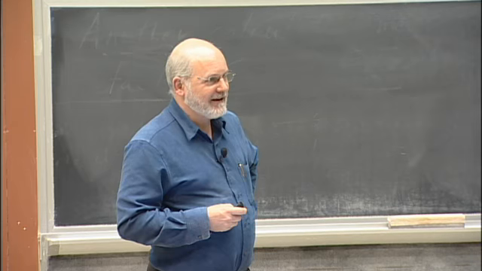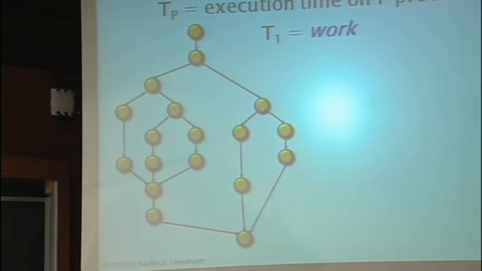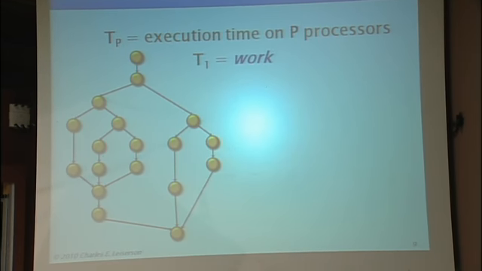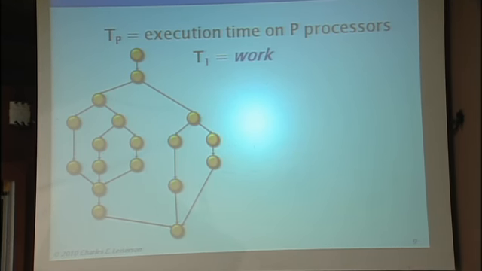I think it's 18, right? Yeah, 18. Okay, so T1 is the work. Even though I'm executing in parallel, I could execute it serially, and then T1 is the amount of work it would take me.